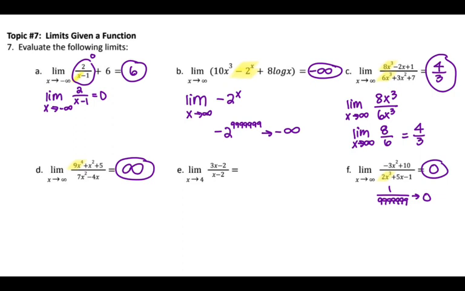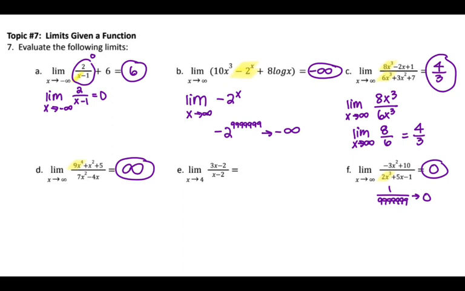Just to summarize, if the dominant term is on the top of the fraction, that limit is infinity. That's this case over here. Dominant term on the top heads towards infinity. If your dominant term is on the bottom, that's this one over here, that limit is going to head towards 0. If your dominant terms are on the top and the bottom of your fraction, that's this example over here, that's going to be your leading coefficients. So 8/6, which we reduce to 4/3.